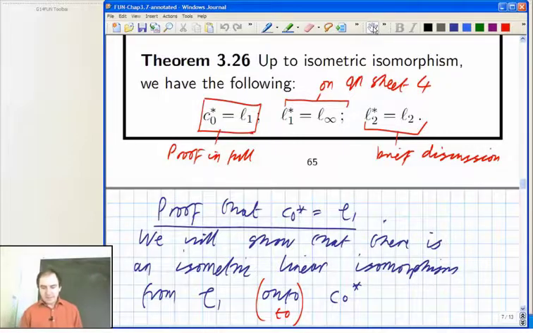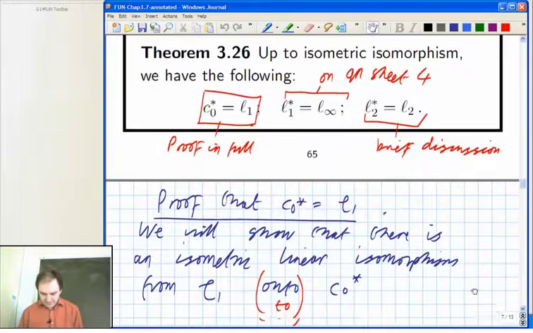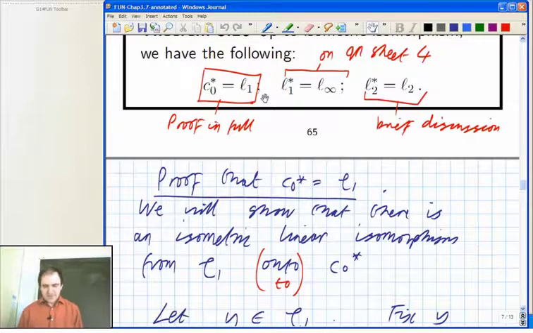Right, so last time we were starting to investigate the dual space of little c0. We got quite a long way. We were looking for an isometric linear isomorphism from little L1 to the dual space of c0. And let's see how far we got. For every element of little L1, we had come up with a corresponding continuous linear functional on c0.